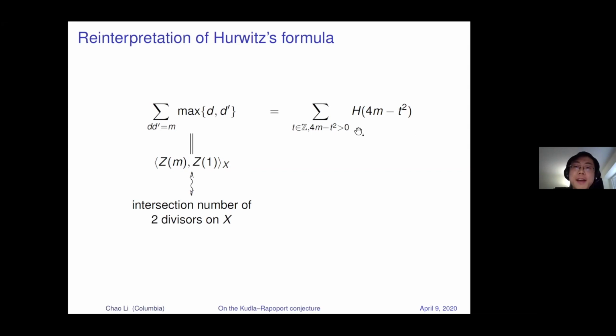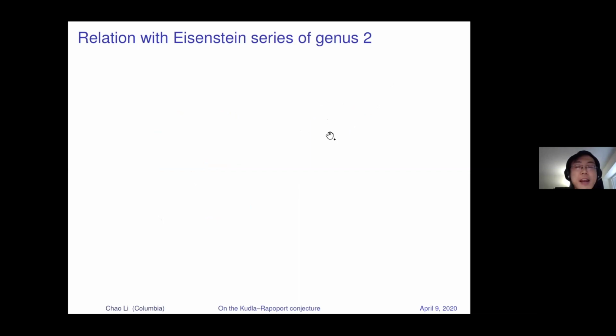But I guess I'm cheating a little bit, because I haven't told you how I get these particular indices, 4m minus t squared, where 4m minus t squared is a positive number. So I would like to offer you a second interpretation of the right-hand side. It seems more natural to explain where these indices come from. For that, I need to use a little bit of analytic input.